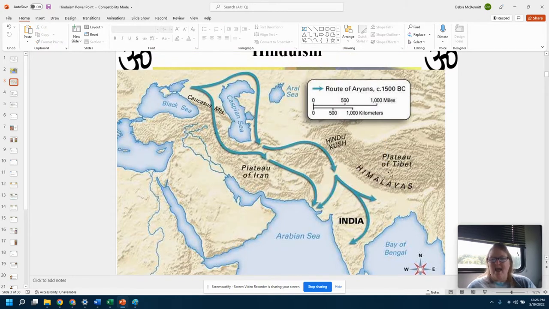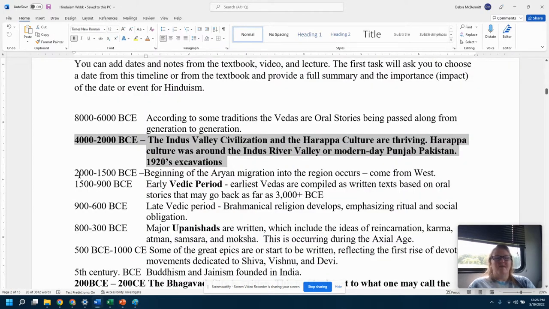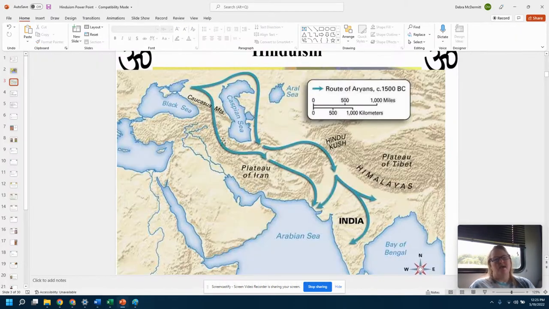Now, what happens, and by about 1500, and yes, I know that says BC, but we do use BCE. By 1500 BCE, the pathways of the Aryans were more complete. But the migration begins as early as about 2000. Now, where are they coming from? They're coming from somewhere in the west.